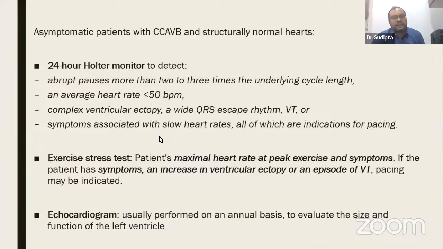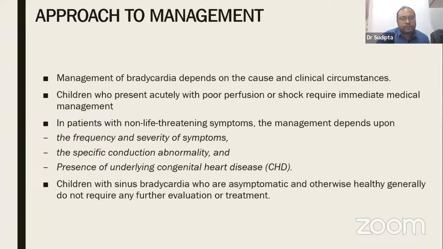So first, we have approach to management. So we have to manage depending on the type of symptom. A child who presents acutely with poor perfusion requires immediate medical management, and for those with non-life-threatening symptoms, the management depends on the frequency and severity of symptoms, the effect it has on the heart, the specific type of conduction abnormality, and whether a congenital heart disease is associated.